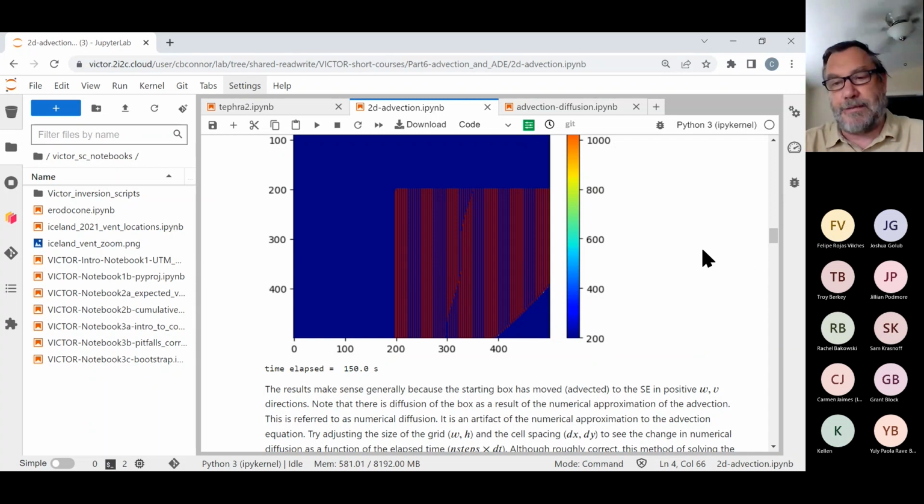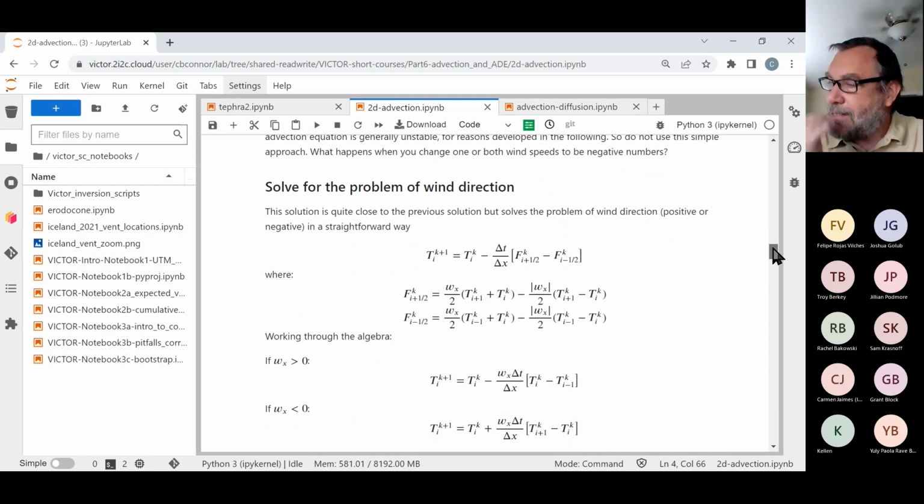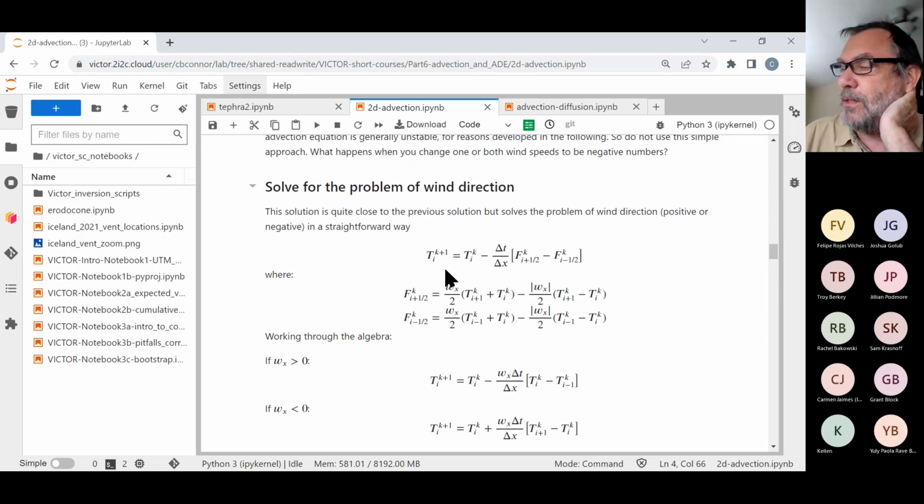In this case, it's because of the direction I'm taking in the differencing of that. Okay, so I can solve that, and I'm not going to go through this in turgid detail, but this is how I can solve it for the wind. You can check out these equations at your leisure, but basically I just have to do a bit more algebra to correct for this wind direction problem.